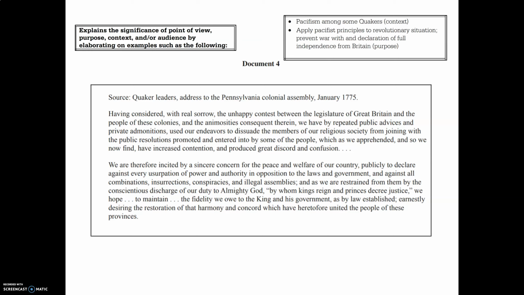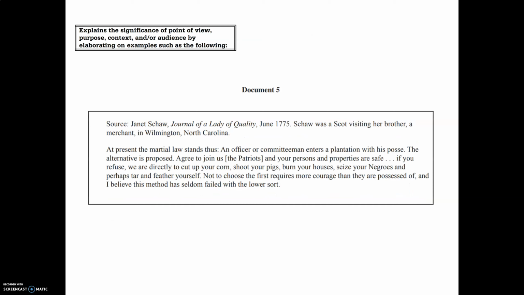The purpose, they're going to apply those pacifist principles to the revolutionary situation going on in their day and age of January of 1775. They want to prevent a war with and declaration of full independence from Britain. They want to maintain their connection to the king. That's the purpose of the authors in question.